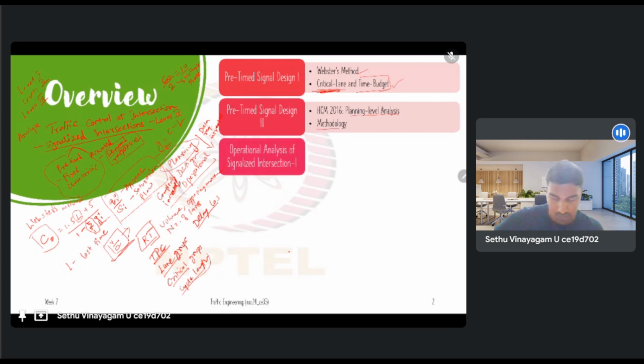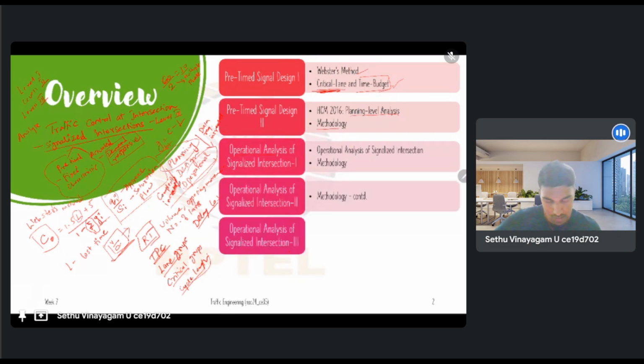Then in the third lecture, we looked at the operational analysis, right? As we saw, this is a more detailed one. It's more complex and difficult, and requires a lot of data. Three different lectures were devoted to discussing the methodology for this operational level of analysis, right?